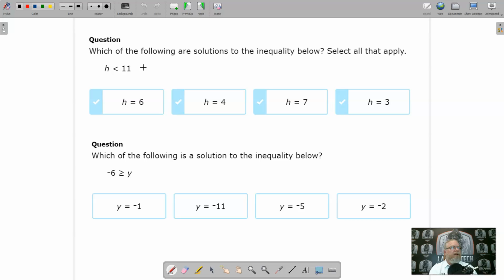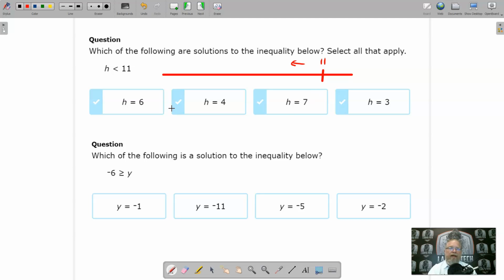On the next one, which of the following are solutions to the inequality below? And select all that apply. So which one of these are less than 11? Whenever you have a bunch of numbers, instead of looking through them, I always like to picture it in my head. So I'm going to go ahead and plot that 11. It's talking about less than, so anything that h has to be less than. So we're talking about everything to the left of 11 on the number line.